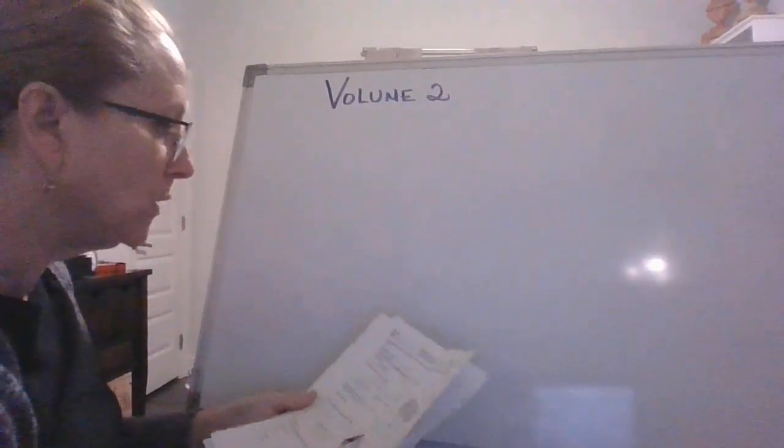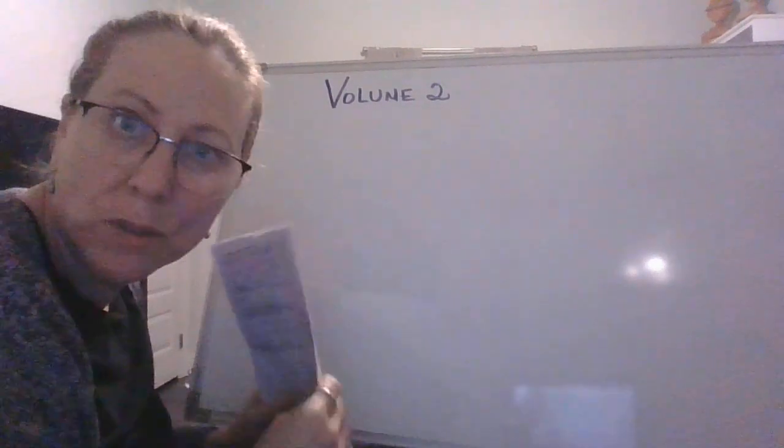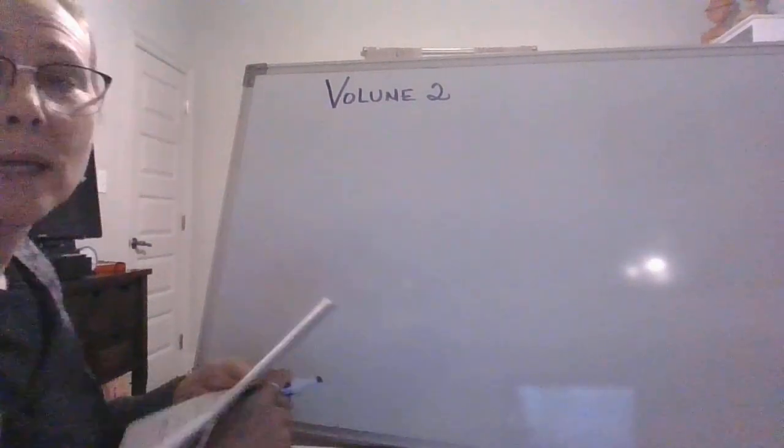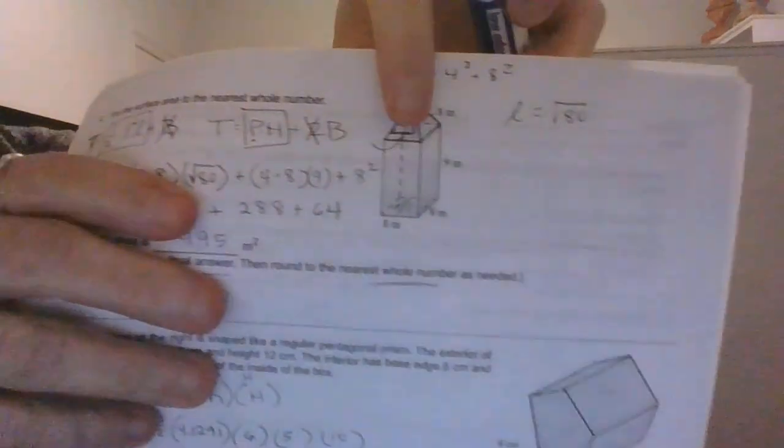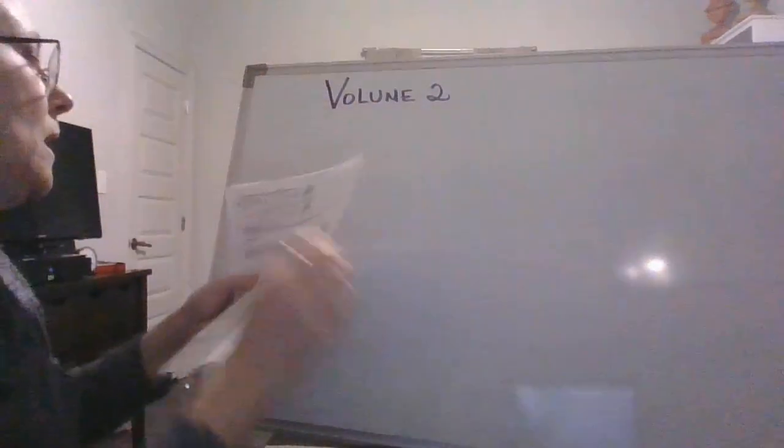Luckily, sometimes the volume ones are a bit shorter. We're not quite there yet. We've got another surface area, and then we'll switch over to some volume. Now, this one, I've kind of written all over it a little bit, but this one is a big tall prism with a pyramid on top.